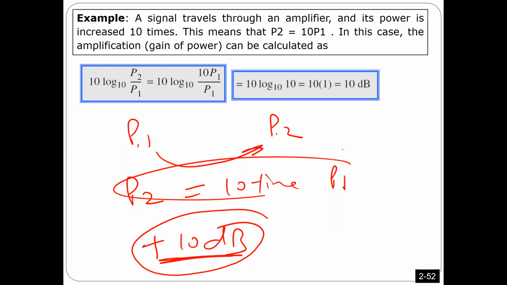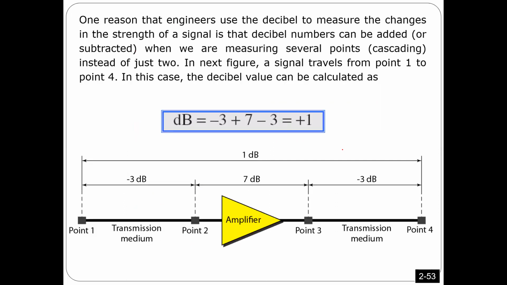Any questions? Just two different ways to express the same thing, but I'm going to tell you why decibel is more interesting in this case. Actually, decibel is interesting because if you see something like this, here we have a transmission medium, and we have points 1, 2. So from point 1 to point 2, there was negative 3 decibel. I told you negative means we lost, attenuation.